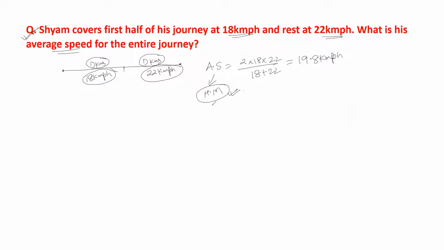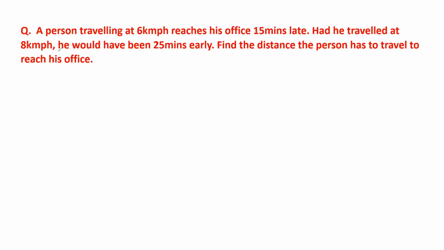Now, a similar question could be framed in such a way that the total time traveled with different speeds would be constant. So in that case, the average speed would simply be the arithmetic mean of all these speeds. Okay, so now let us say this question.